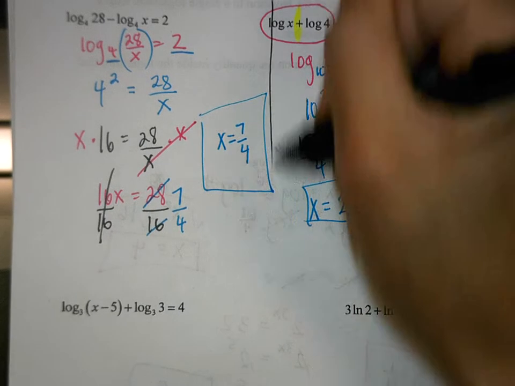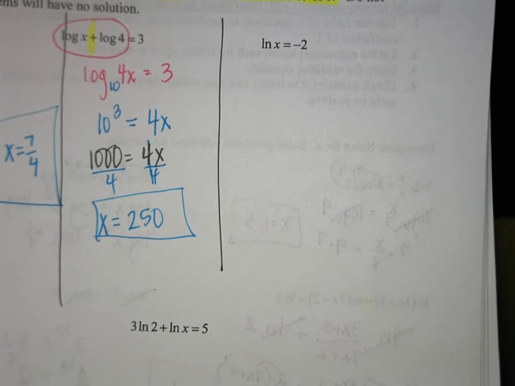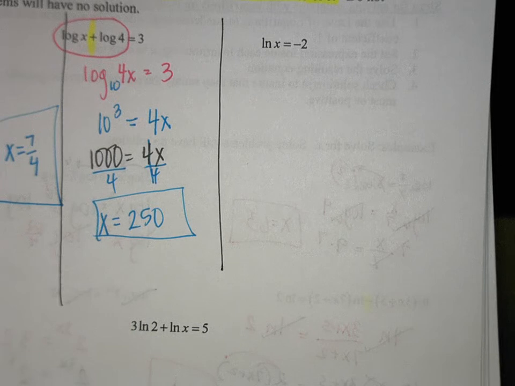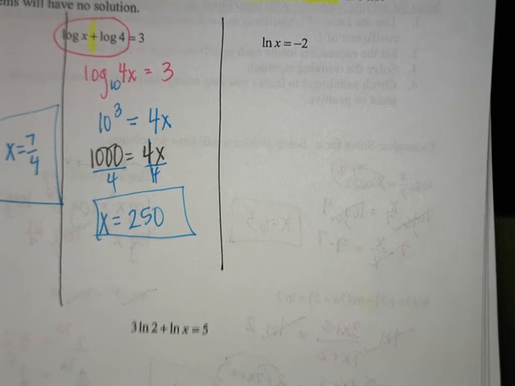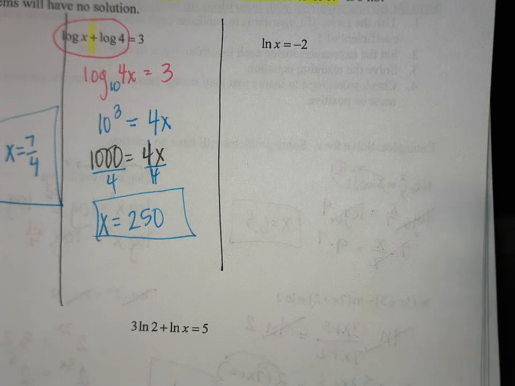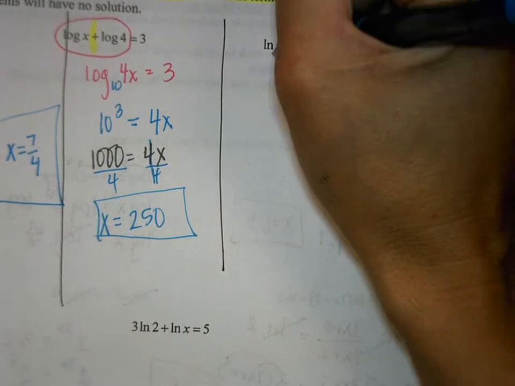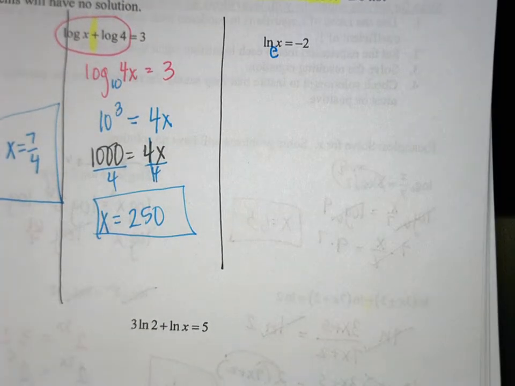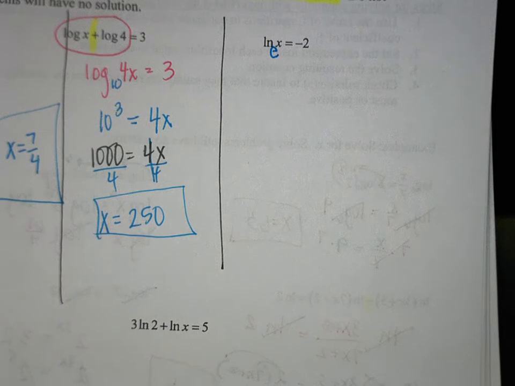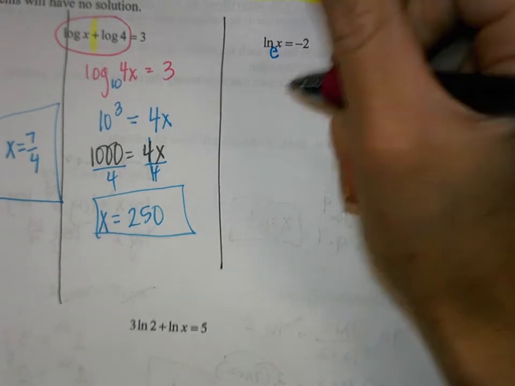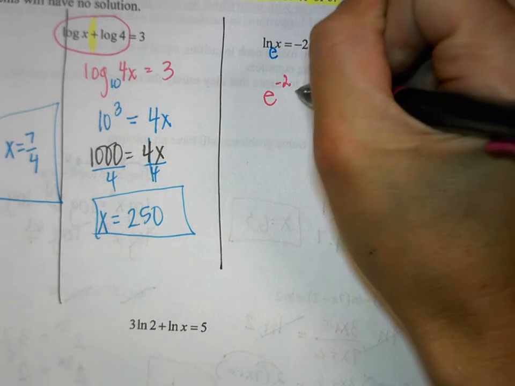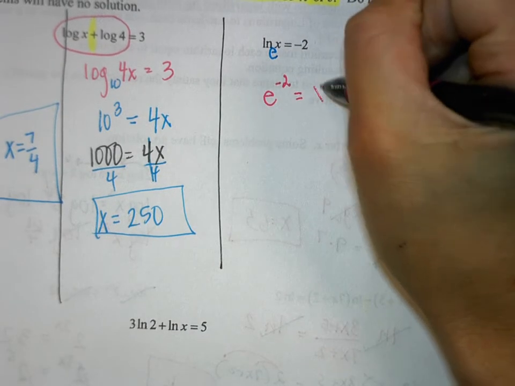All right, on this next problem here to the right, I already have a single log. Isn't that nice? So the first step is already done. Anyways, what am I gonna do? Very good, natural log is base e. So when I rewrite this now, how will I write it? e to the negative second power equals x.